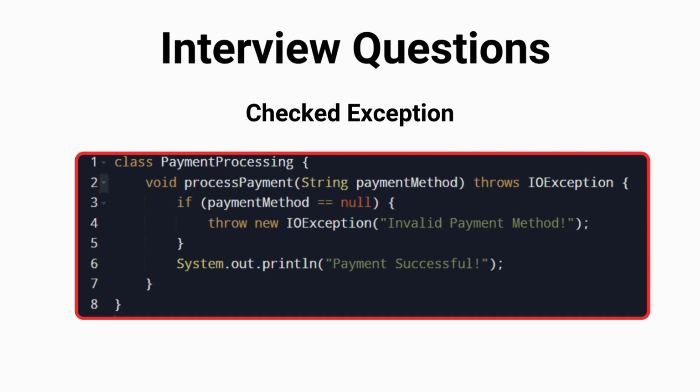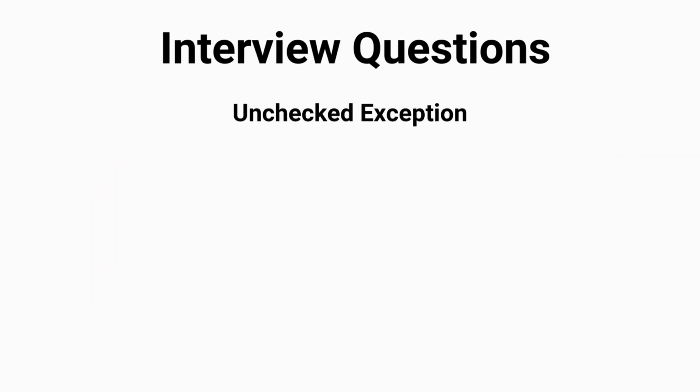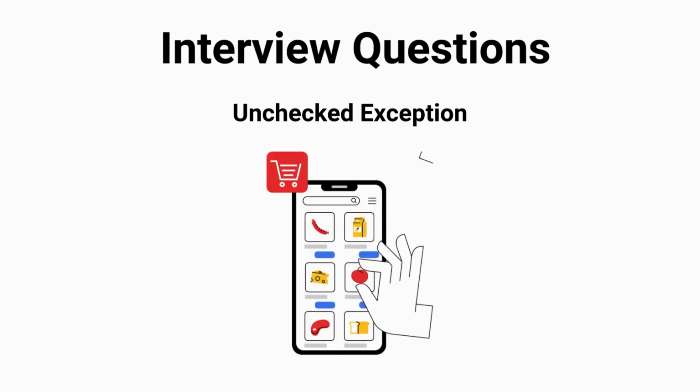Since IO exception is a checked exception, we must use throws or handle it with try catch. Then next, let's see unchecked exceptions, runtime exceptions. Now, let's say a customer tries to access a product that does not exist.